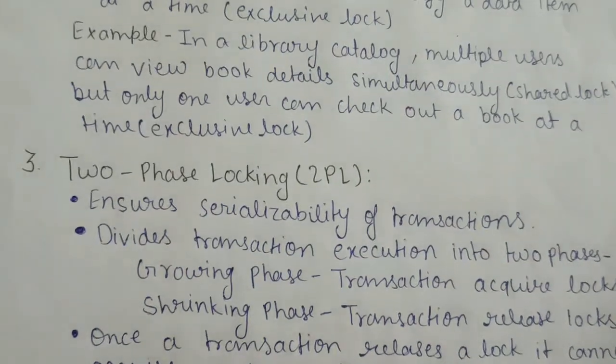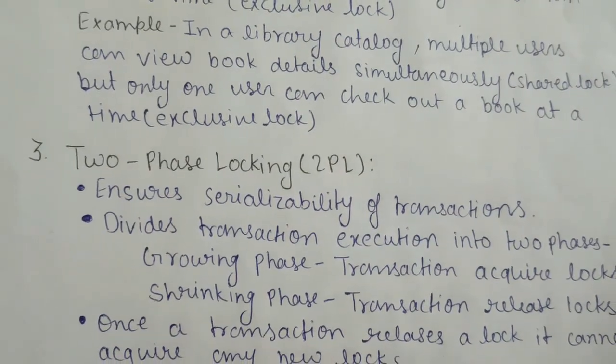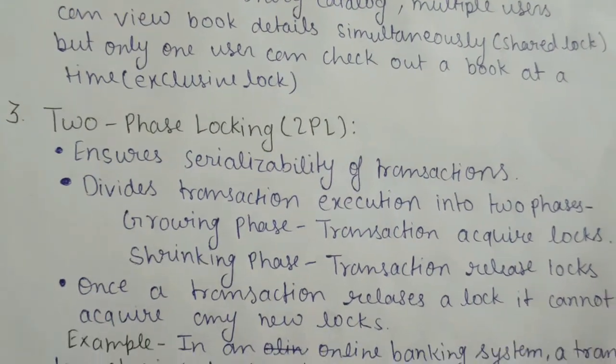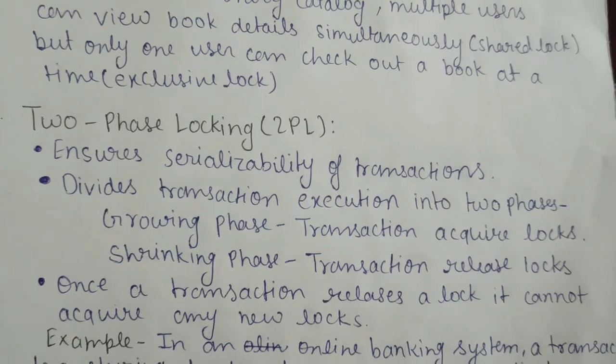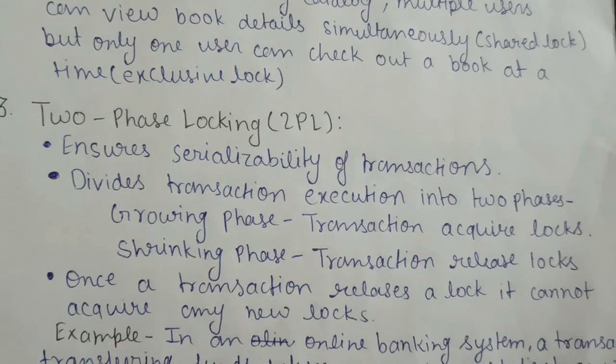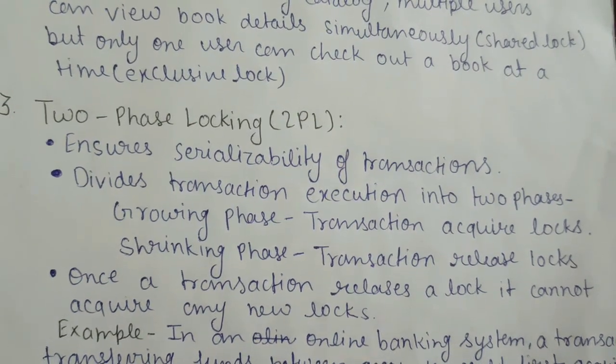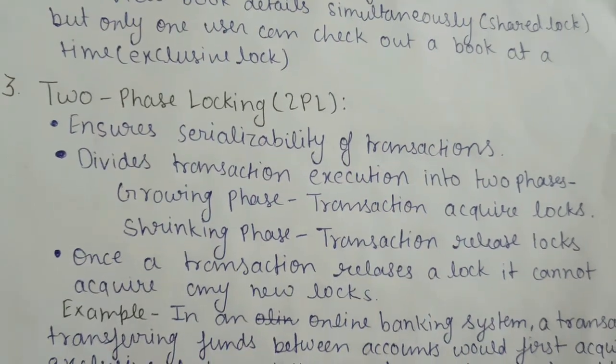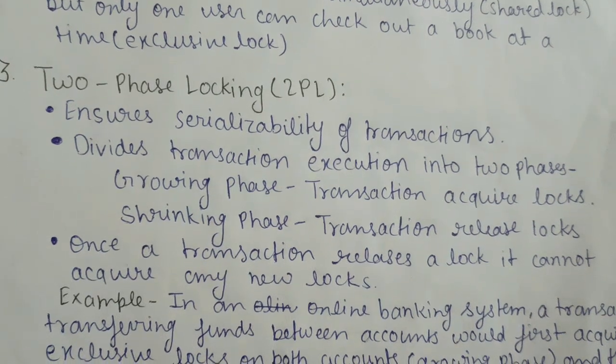Third is two-phase locking, also called 2PL. It ensures the serializability of transactions. It divides the transaction into two phases. First is the growing phase, second is the shrinking phase. Growing phase means the transaction acquires locks. Shrinking phase means the transaction releases locks. Once a transaction releases a lock, it cannot acquire any new locks.